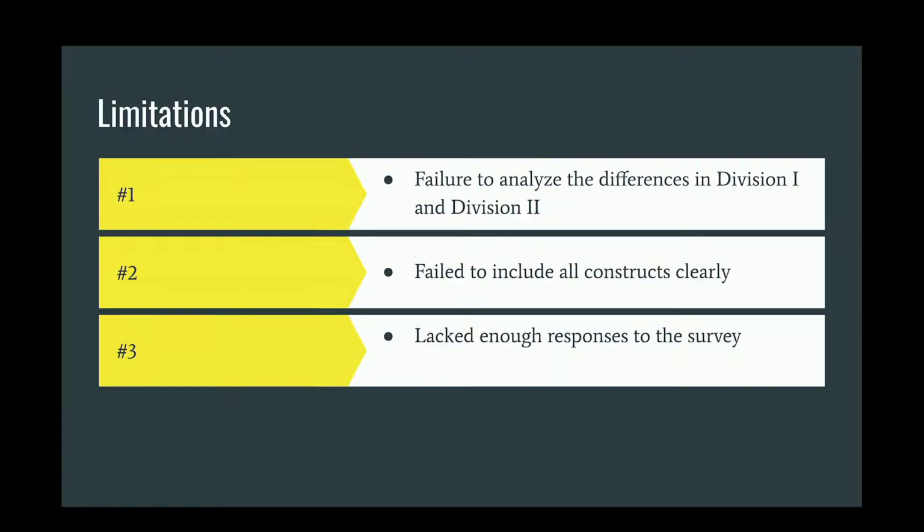Limitations. We could have included more constructs to guide our research to a more concise conclusion. For example, we could have included what it means to be a college sports fan. The second one, we failed to include all constructs clearly. We failed to analyze the difference between Division I and Division II. Some Division II athletes do get paid, so it would have been a good idea to get their viewpoint as well. And we lacked enough survey responses.